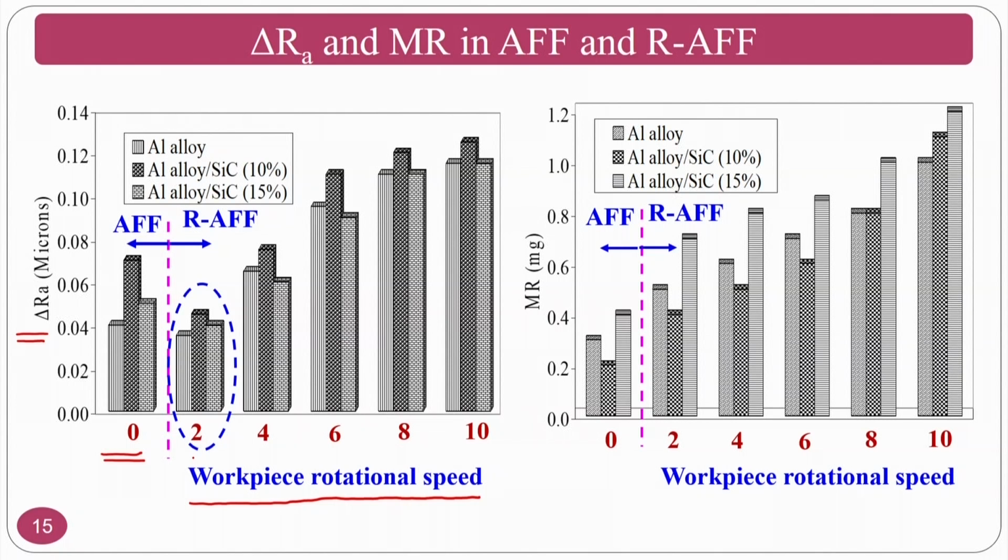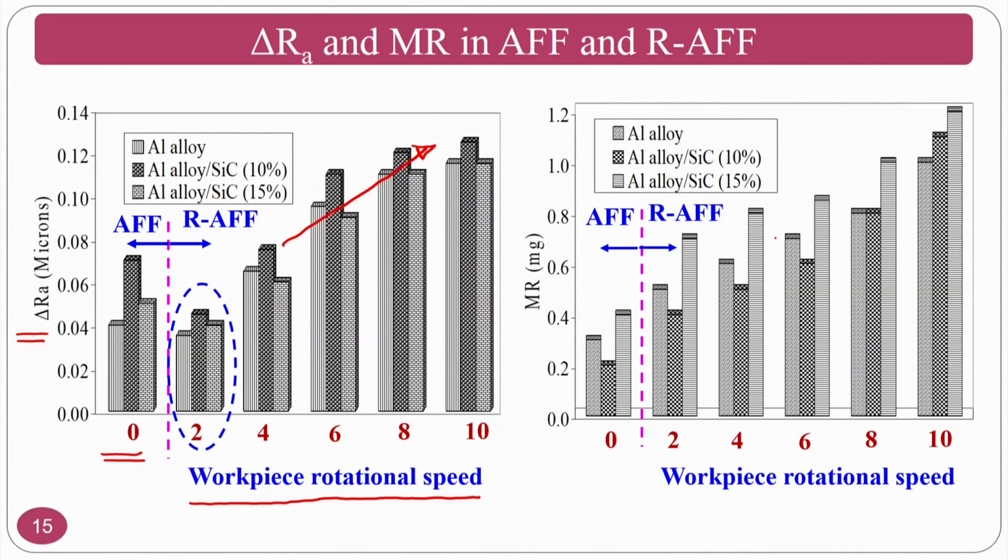But as you increase to 6 RPM, 8 RPM and 10 RPM, it is gradually increasing because the amplitude of tangential force and tangential velocity is increasing, because of which shearing takes place at a faster rate and the change in Ra will be increased. Similarly, in case of workpiece rotational speed versus material removal also.